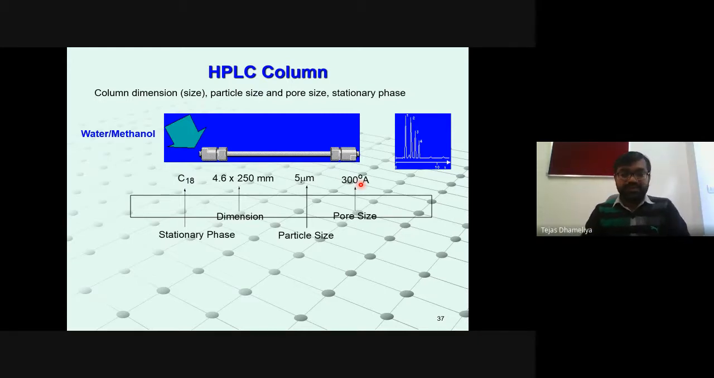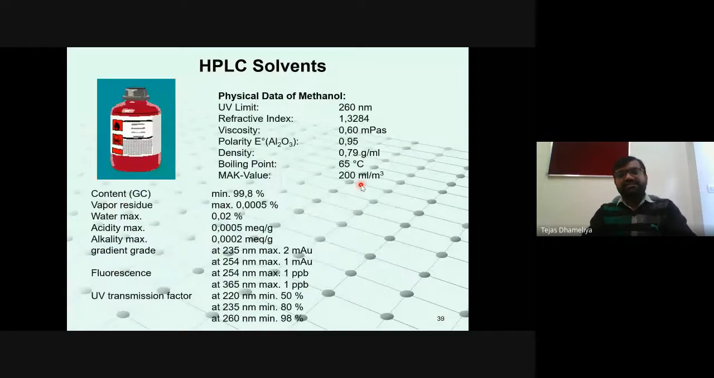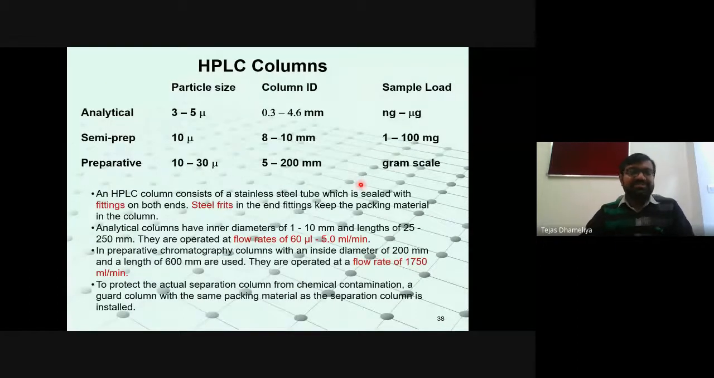If you refer to Physical Pharmacy by Martin, you will see the several porosities or volume. This is one of the chapters. I forgot the name of that chapter, but it is available. Several kinds of HPLC columns are available. Some columns are called preparative, semi-prep or analytical as well.